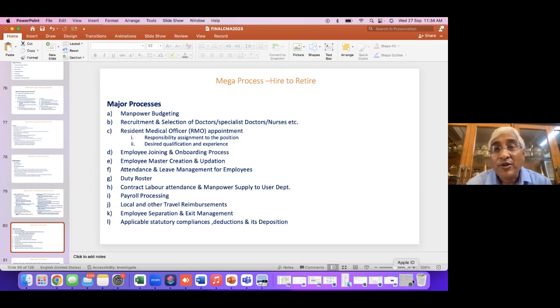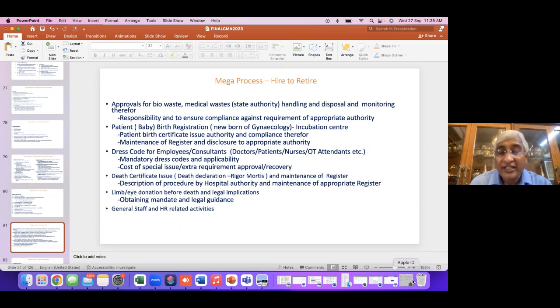Again, the major processes in hire to retire include manpower budgeting, employee joining, onboarding process, duty roster, local and other travel reimbursement, employee separation and exit scheme, statutory obligations, and adherence to the statutory obligations. All these are very important for the HR department in the hire to retire process.